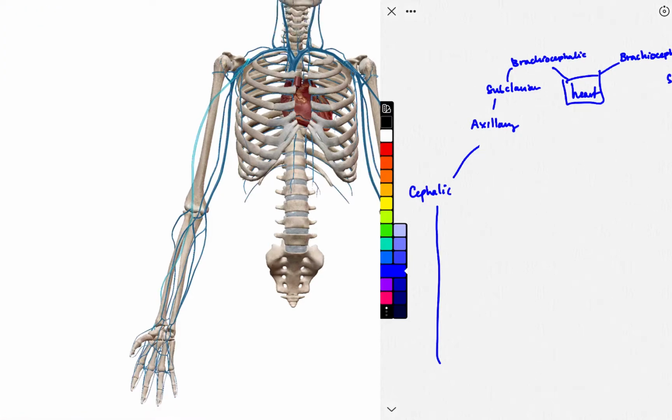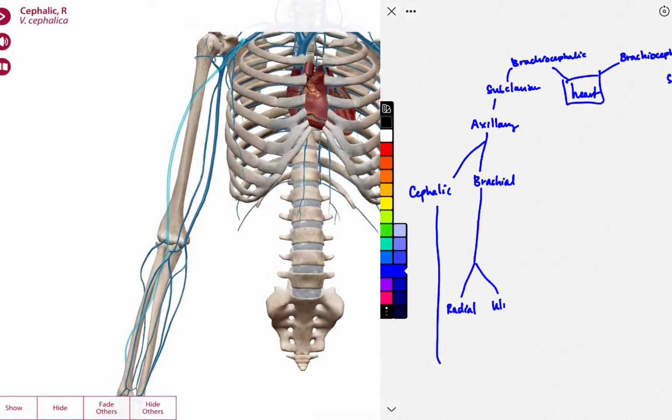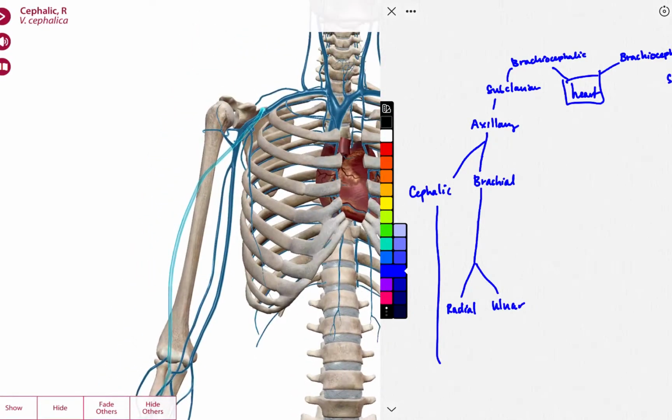And I once had one of my students say that the easiest way that they had to remember this was that if you made a C with your hand, you would use your thumb, right? And then you could remember that the cephalic was on your thumb side. I thought that was pretty ingenious. Okay, so you've got this cephalic vein, and that's going to be a branch off of that axillary.